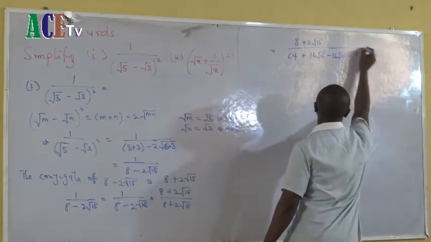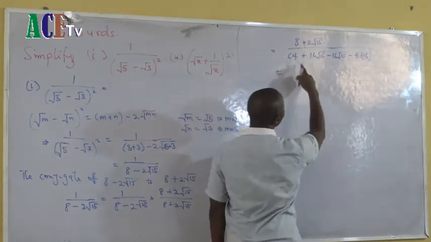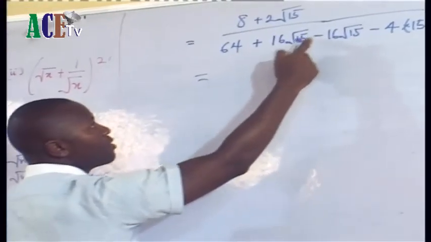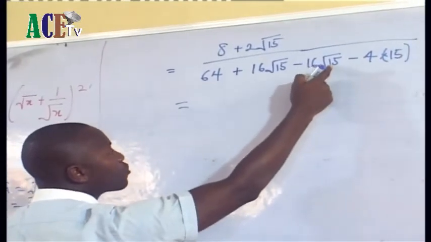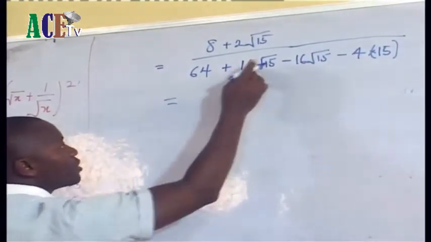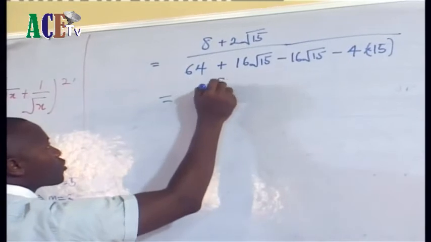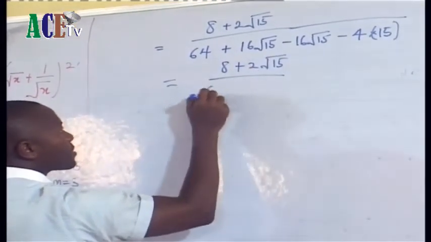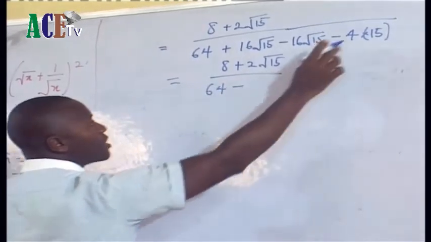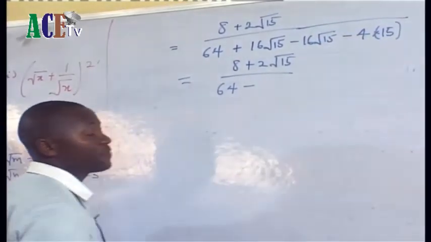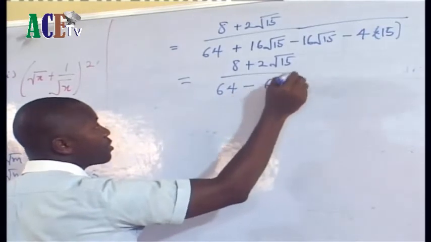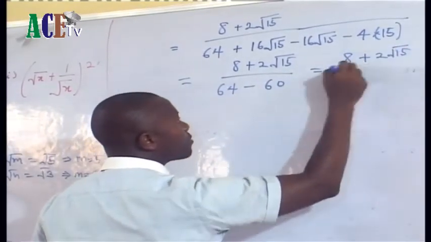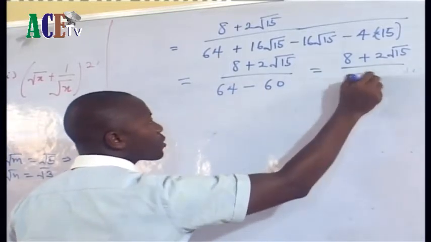Now we have to simplify this. We have 16 root 15 and minus 16 root 15, so this cancels out to give us 0. So we have 8 plus 2 root 15 over 64 minus, now 4 multiplied by 15 gives us 60. So this gives us 8 plus 2 root 15 over 4.